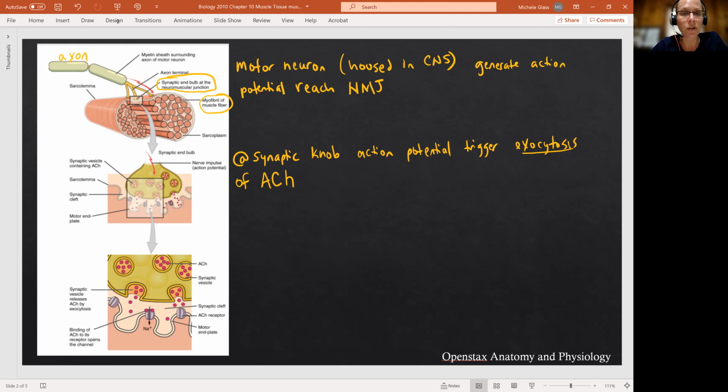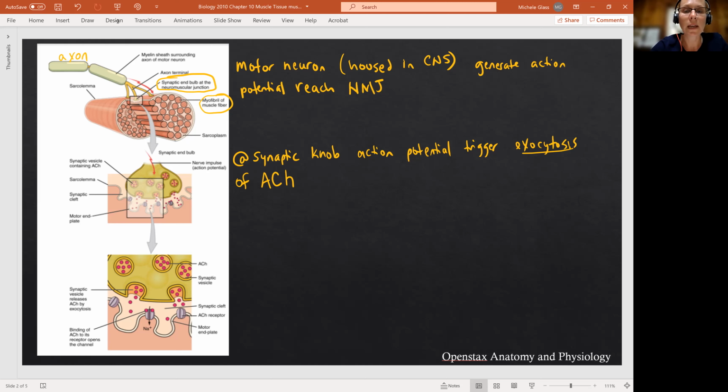Acetylcholine, remember, is our neurotransmitter that we're talking about here. Neurotransmitters are chemical messengers released at a synapse. So these are being released by a neuron, and it's signaling something to the next cell in the line. So at the synaptic knob, the action potential is going to trigger the exocytosis of that acetylcholine. Now in our diagram, the acetylcholine is represented as those little red dots.